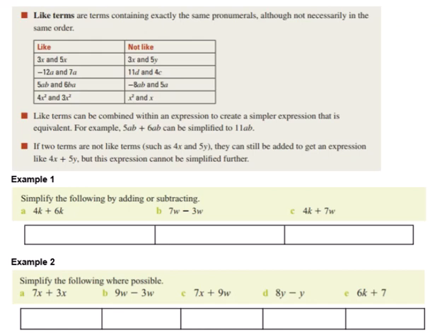Alright, so this is lesson 6 on adding and subtracting algebraic terms. Now, the first thing you need to understand is that we can add and subtract only certain terms, and we call those terms like terms. So essentially, like terms have the same pronumeral or group of pronumerals at the end of their term. So for example, 3x and 5x are like terms, so you can add and subtract those.